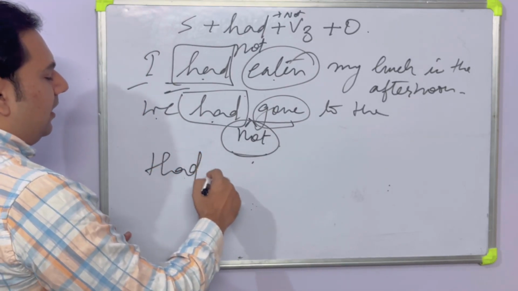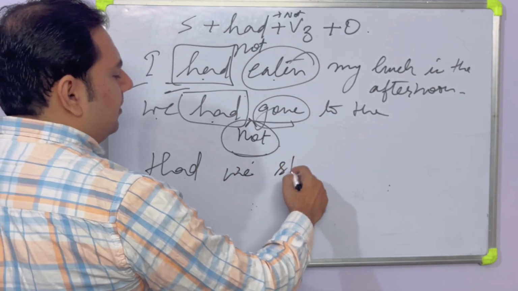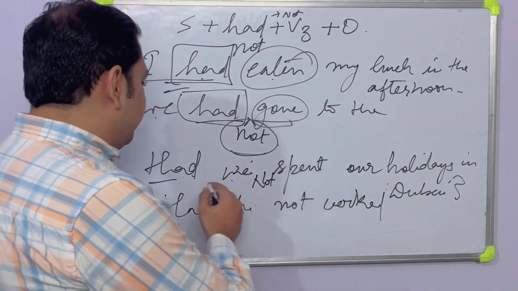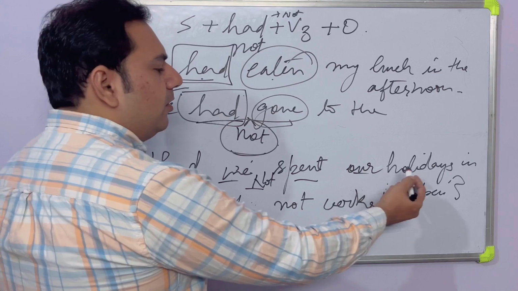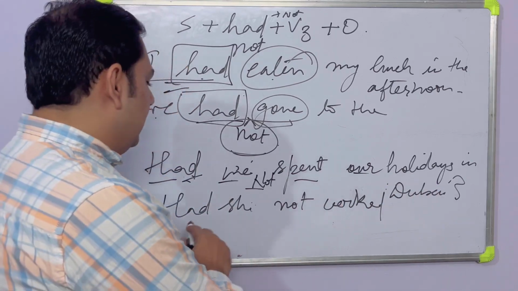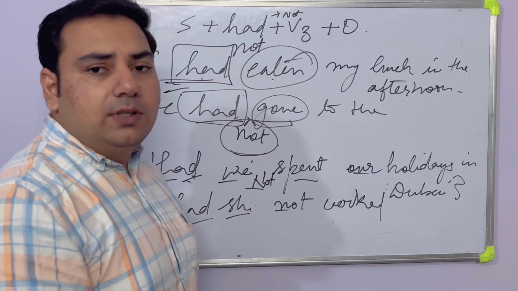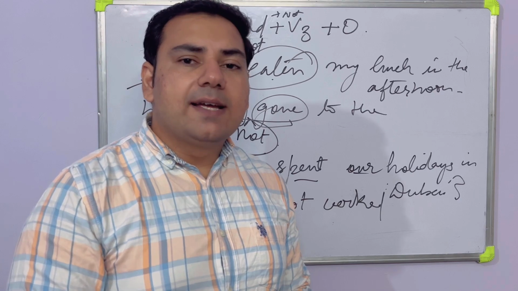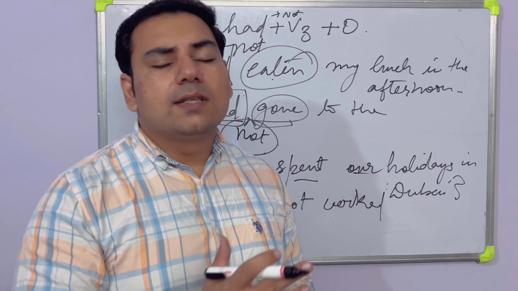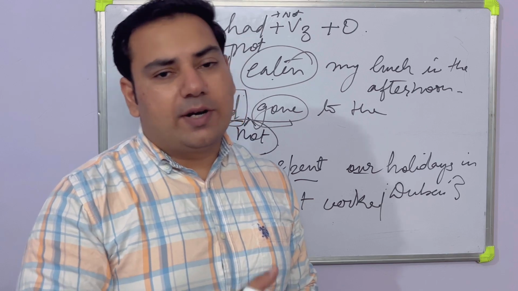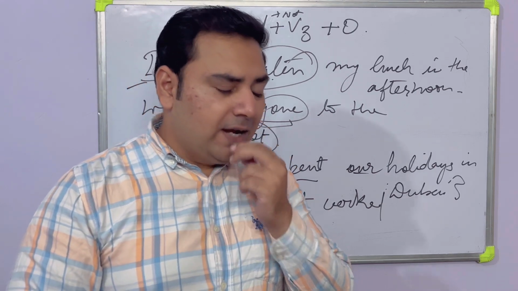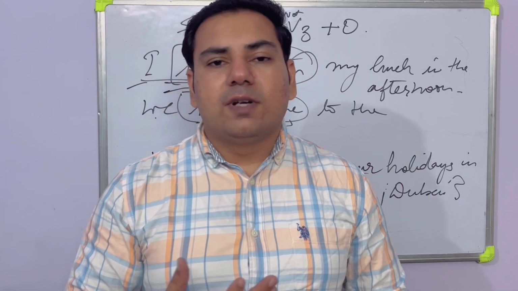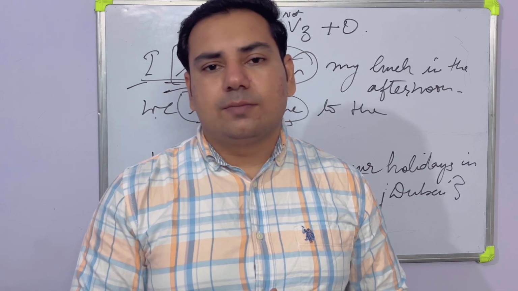Had we spent. So in the same manner, negative interrogative sentences can be created. Had we not spent our holidays in Dubai? Had she not cooked the meal? Had I not cleared my exam? So this is how you can create the negative interrogative past perfect sentences. I hope that you have cleared this concept, you have understood, and now we will be moving to our last part, which is past perfect continuous.